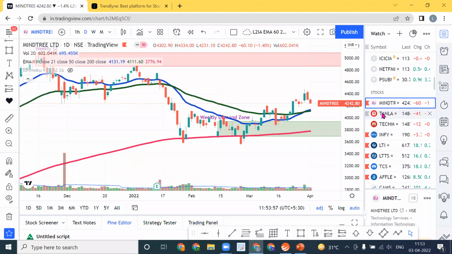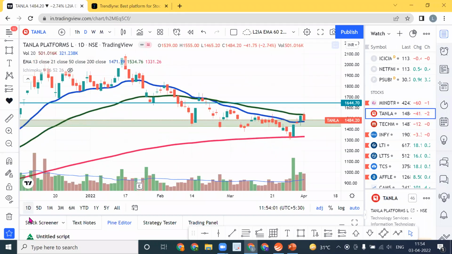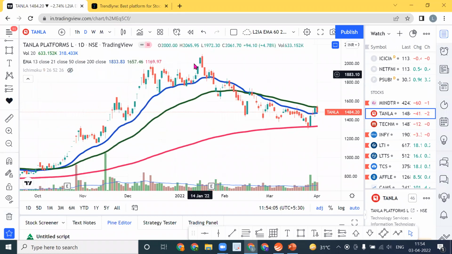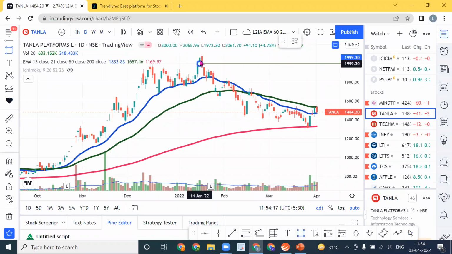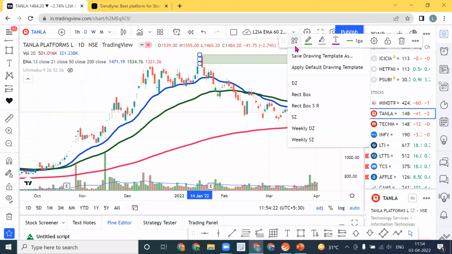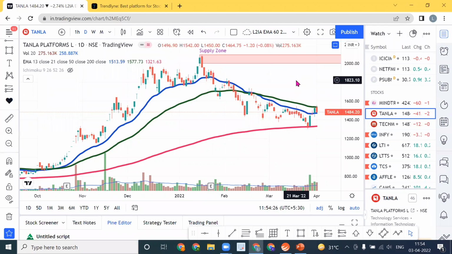so let's see another, Tanla. It has gone up tremendously. A rally, a small base, and a drop. Okay.